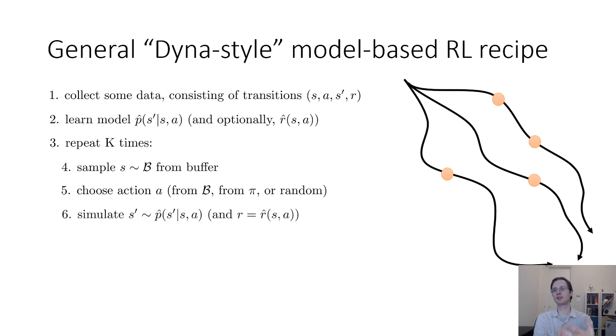And then you would simulate the next state S prime by using your model, and also use your reward function to predict the reward. So that's represented by these red arrows, so you can think of it as picking all the states along your trajectories and branching off from those states.